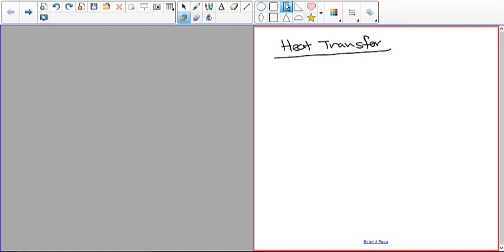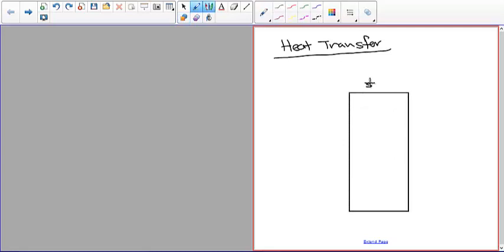So let me draw a picture here. In the simplest case, you have a solid, and on one side of the solid you have some temperature. We'll call it T sub A. And on the other side of the solid we have some temperature T sub B. And let's say that T sub B is less than T sub A.